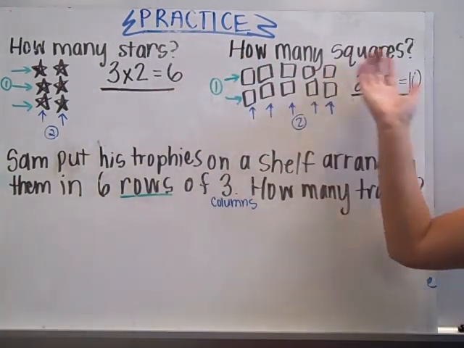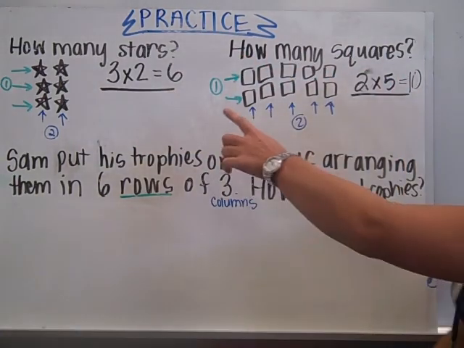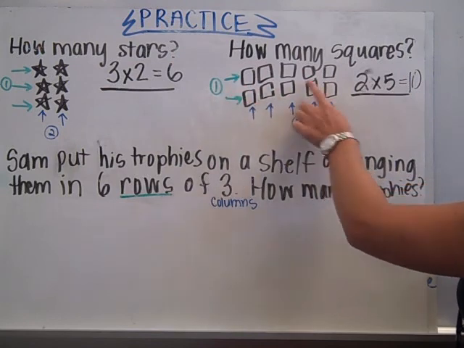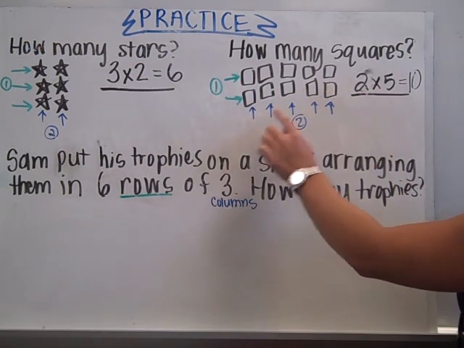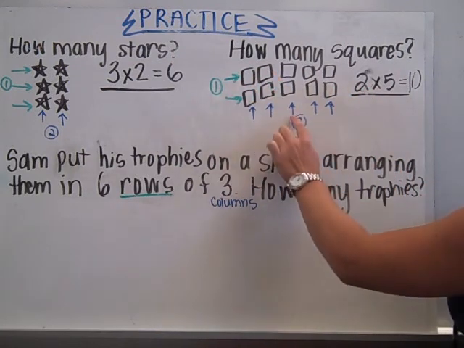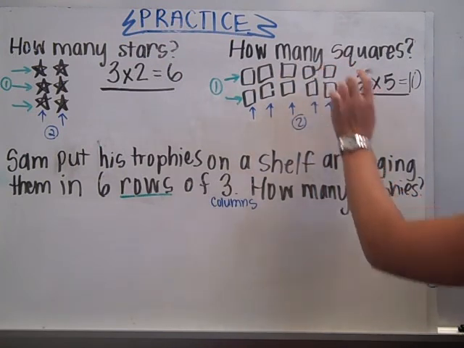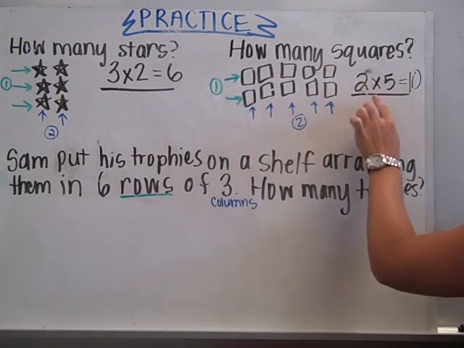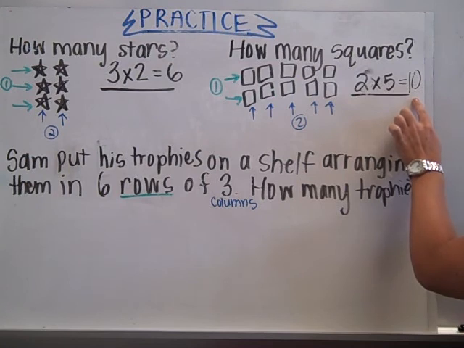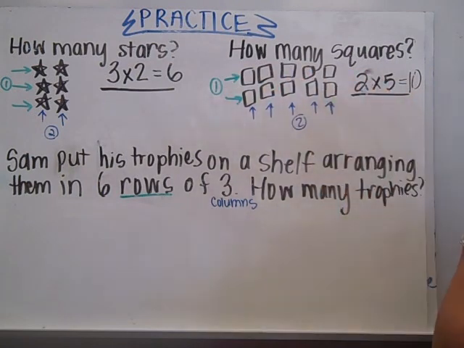Another example, how many squares? Okay, I'm going to row my boat across. I have 1, 2 rows, and I have 5 columns in my stream here. So row your boat, go down the stream. 2 times 5 is 10. Okay, you count up your squares to find your answer right now.